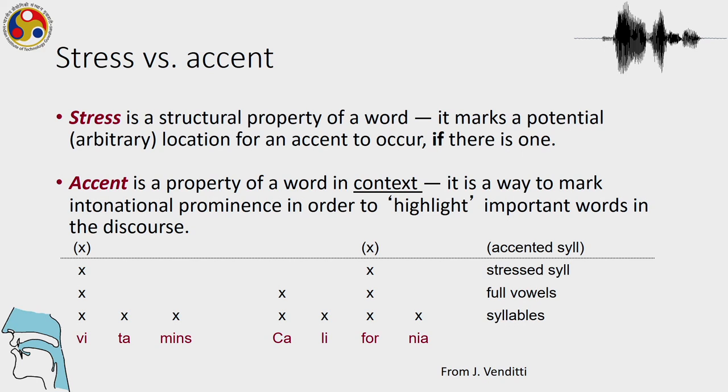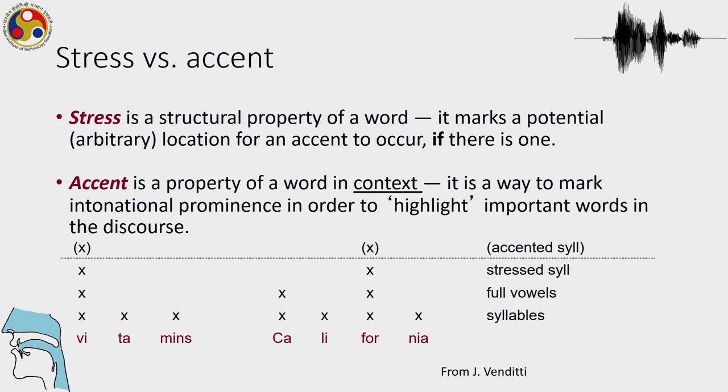Now we have been talking about stress a lot in this course. We had an entire lecture on stress, and we know that stress is a structural property of the word, and it marks a potential arbitrary location for an accent to occur if there is one. And accent is a property of a word in context. So it is a way to mark intonational prominence in order to highlight important words in the discourse. So that much we know, that stress is a structural property, and it marks the location for an accent to occur.